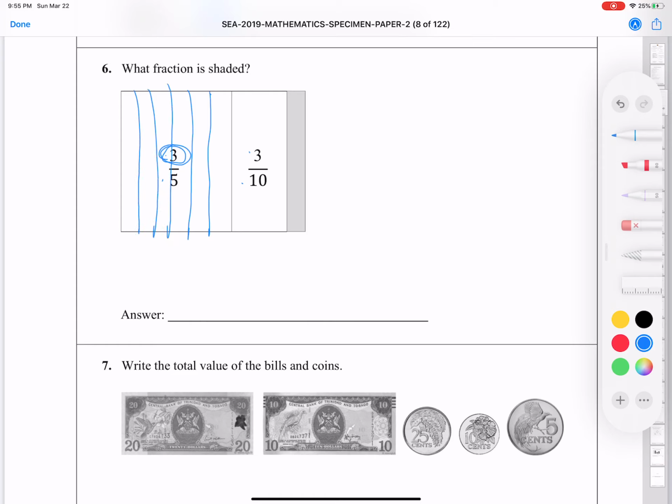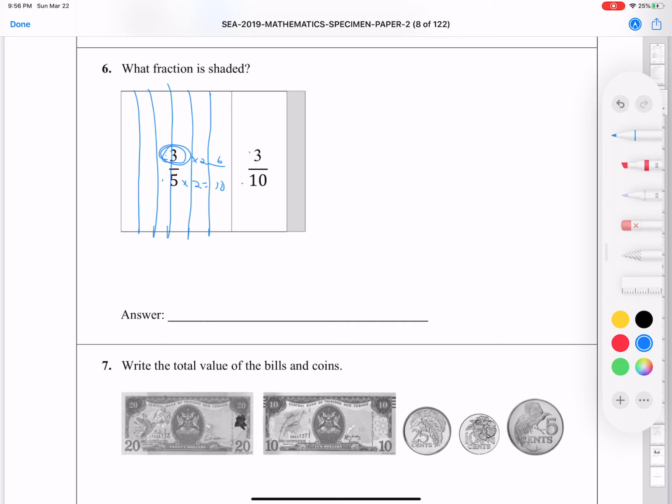So 3/5 will make 6/10. And we can also do it by multiplying. 5 times 2 equals 10. So 3 times 2 equals 6. Now it's easy to compare tenths. 6/10 plus 3/10 equals 9/10.